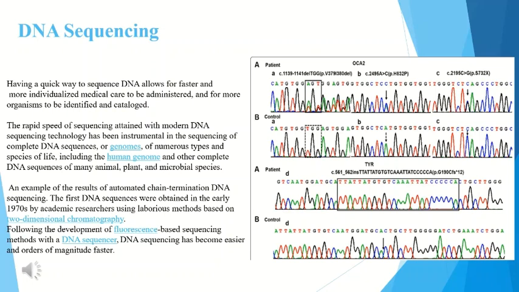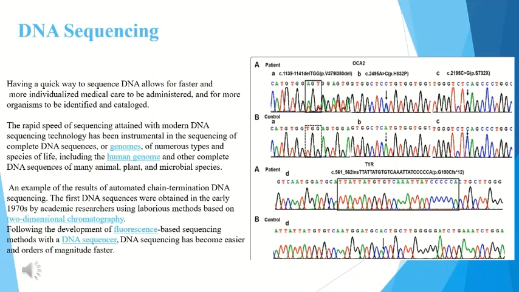The rapid speed of sequencing attained with modern DNA sequencing technology has been instrumental in the sequencing of complete DNA sequences or genomes of numerous types and species of life, including the human genome and other complete DNA sequences of many animal, plant, and microbial species. An example of the result of automated chain termination DNA sequencing.